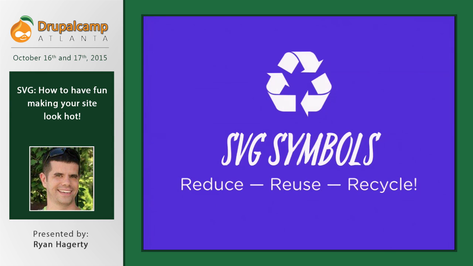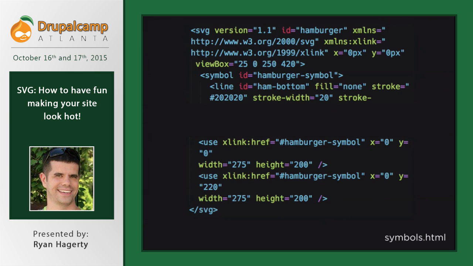SVG symbols are super awesome, right? You can reduce, reuse, and recycle. Let me give you an example of this. These are two different code snippets. Here we have our SVG code, and up here we're wrapping all of our path data in a symbol tag. Anytime you use a symbol tag, it's not going to display the SVG. You're just going to be able to use it for reference later.